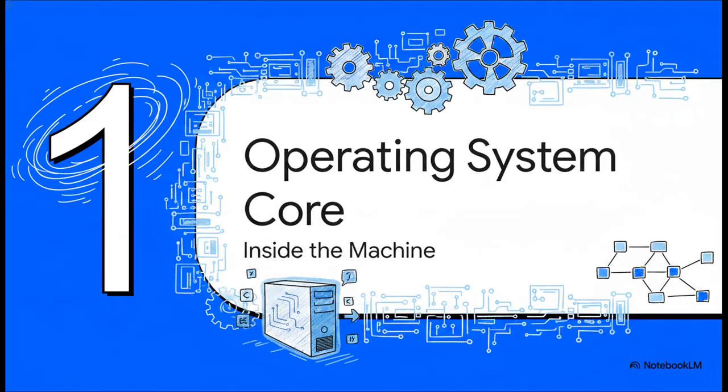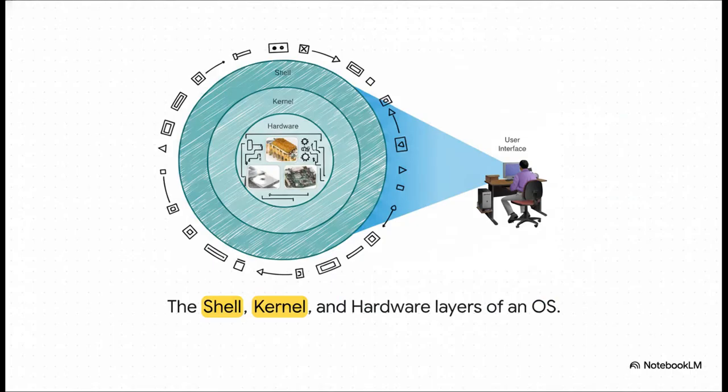All right, Section 1, the operating system core, inside the machine. Okay, think about basically any computer out there, network switches included. At the dead center, you've got the hardware, right? The physical electronics. Wrapping around that is the kernel, which acts as the grand communicator. It tells the hardware how to actually use its resources to meet the software's demands. And finally, on the very outside is the shell. This is the user interface. It's what allows us to request specific tasks. So the physical hardware relies entirely on the kernel to talk to the shell, which is where we step in.